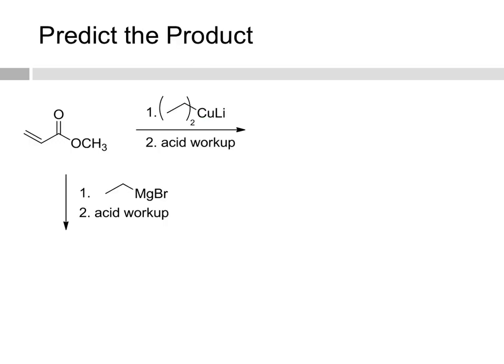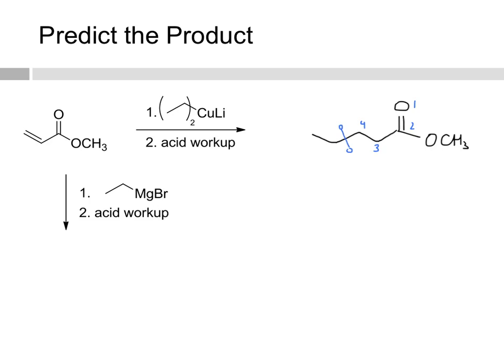Now let's work through a problem. We've got an alpha-beta unsaturated ester, and we're going to treat it first with a Gilman reagent and follow that with an acid workup. When we treat it with the Gilman reagent, we're going to favor addition at the 4 position. So we're going to do a 1,4 addition, where we are going to reform our carbonyl at the end of the reaction, and we're going to make a carbon-carbon bond at the 4 position. So if this was 1, 2, 3, 4, this is the new carbon-carbon bond that we made.